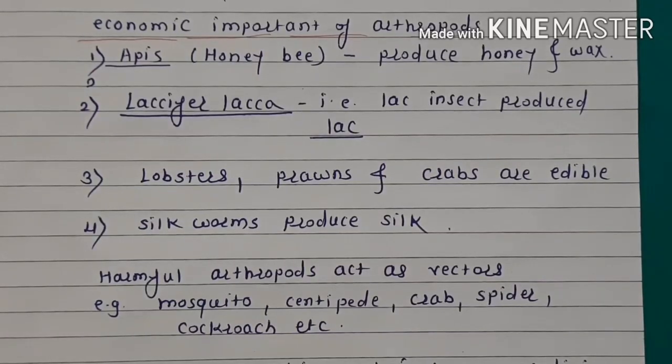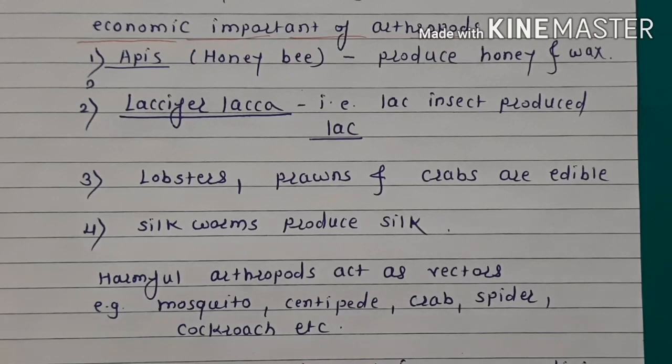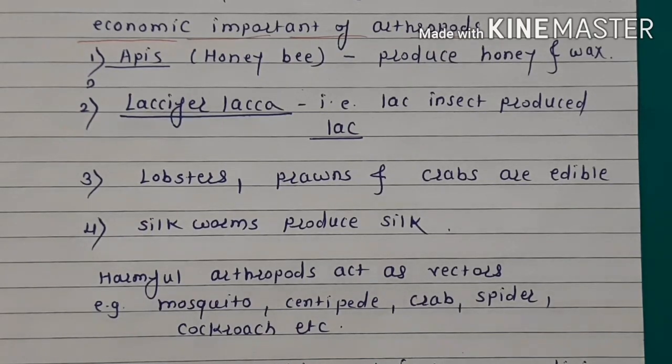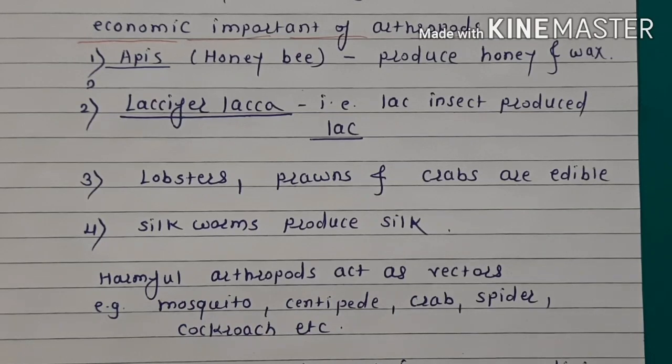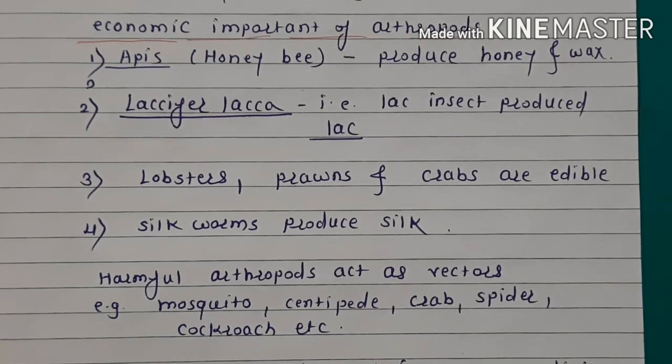Economic importance of the arthropods. Arthropods give honey, wax, lac, silkworm produces silk. Some arthropods are edible. For example, lobster, prawns and crabs. As well as some arthropods are harmful. For example, mosquito, centipede, crab, cockroach, spider, etc.